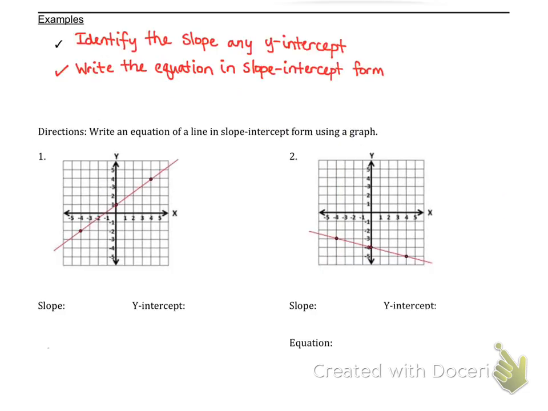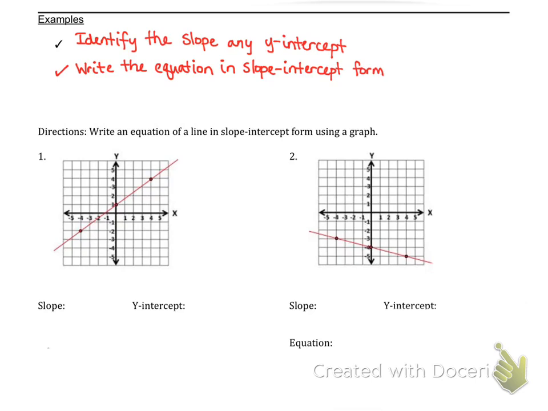Let's try a few example problems now. So the first thing you're going to do when you're given a graph and you're writing an equation in slope-intercept form is identify the slope and the y-intercept when you look at the graph. Second thing you're going to do is then write the equation in slope-intercept form. So let's try the examples.